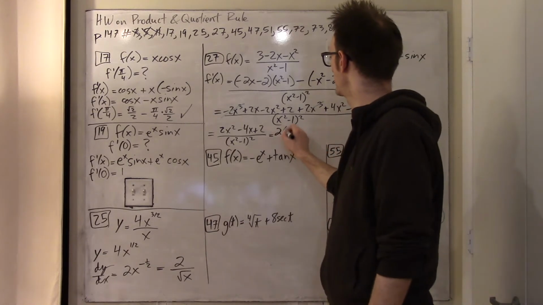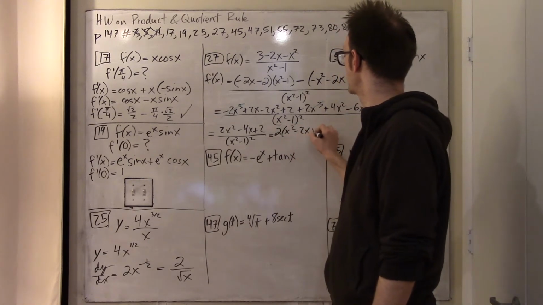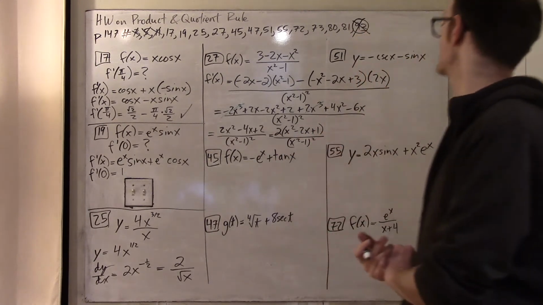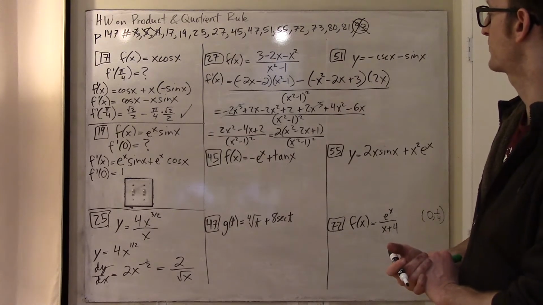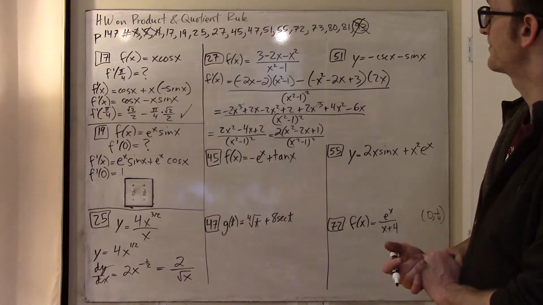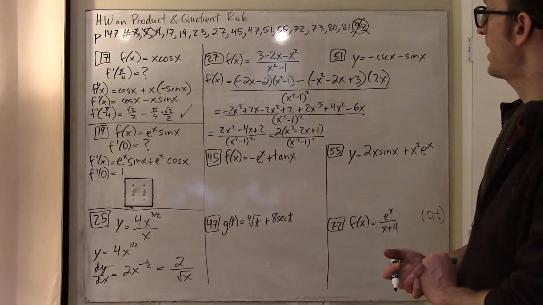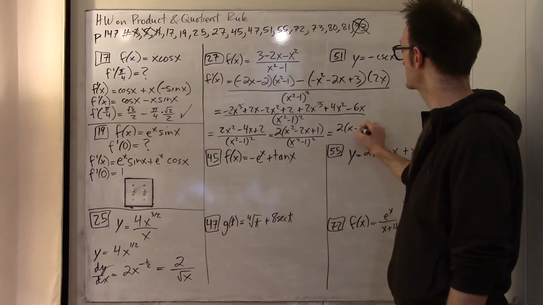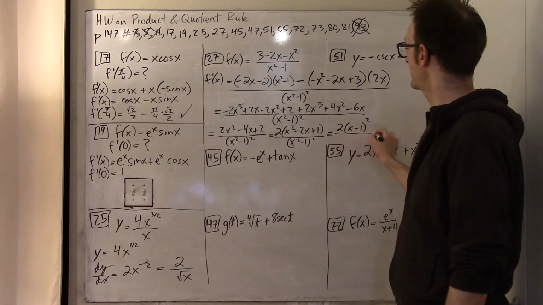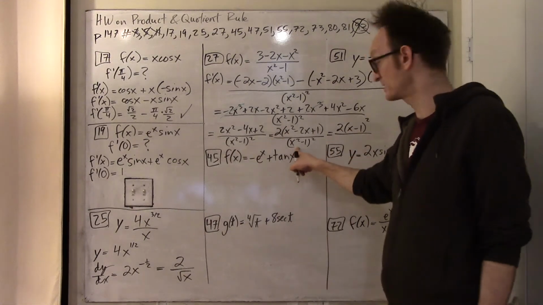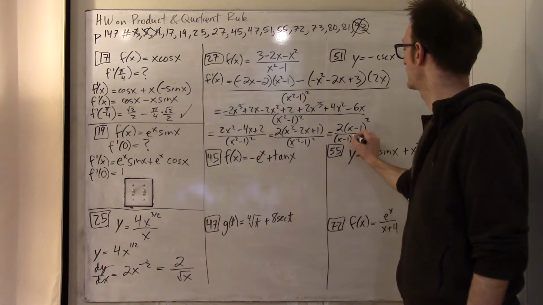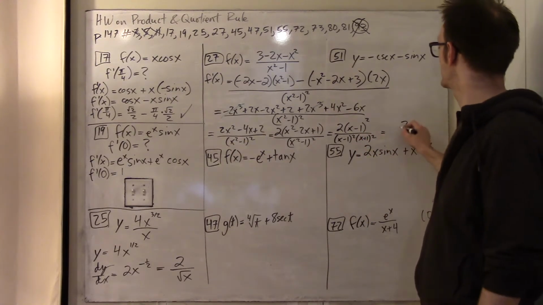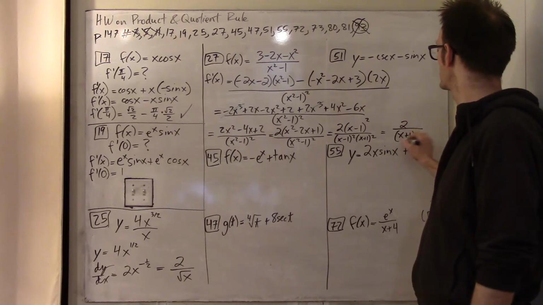I guess I can factor out a 2, x squared minus 2x plus 1. Oh, I can do some things, because that 2x squared minus 4x plus 2, yeah, that's actually just x minus 1 squared. So this is really 2 times x minus 1 squared, but of course x squared minus 1 is x minus 1 times x plus 1, so that's x minus 1 squared times x plus 1 squared. So I guess the final answer to this problem is 2 over x plus 1 squared.